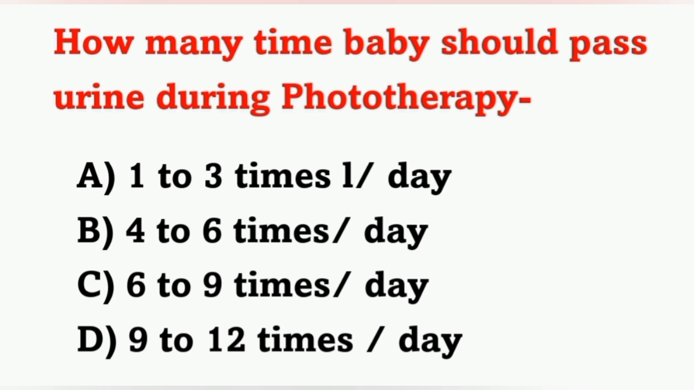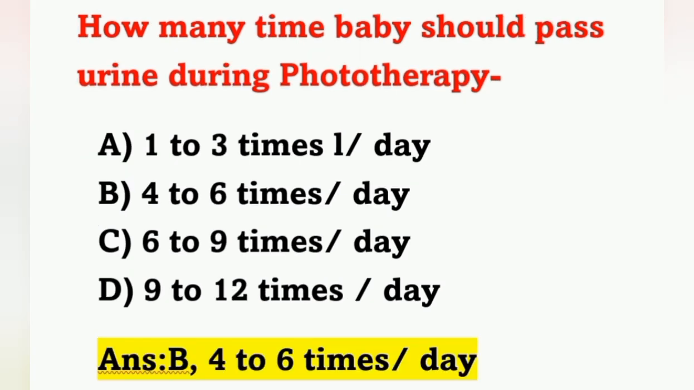And the next question, how many times should a baby pass urine during phototherapy? Options: option A 1 to 3 times per day, option B 4 to 6 times per day, option C 6 to 9 times per day, option D 9 to 12 times per day. The baby should pass urine 4 to 6 times per day during the time of phototherapy. Option B is the correct answer.